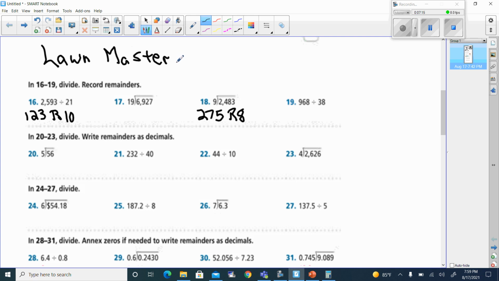Okay, Lawn Master. If you have Lawn Master written on your paper, when you turn it in, let me know, and I will give you some type of treat for a reward.